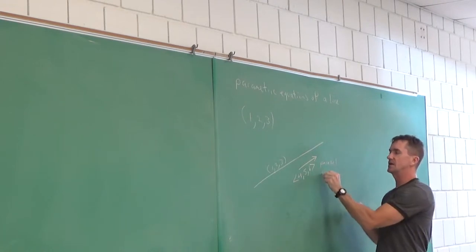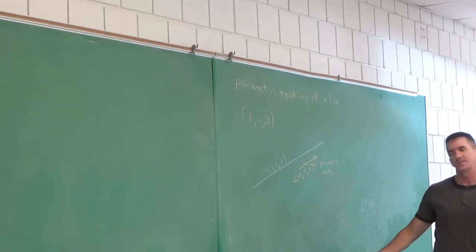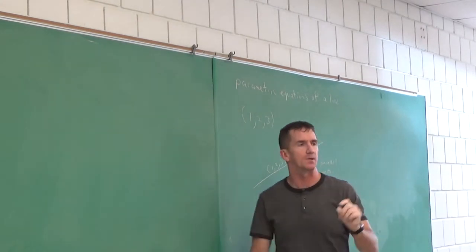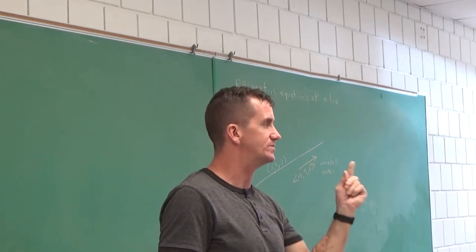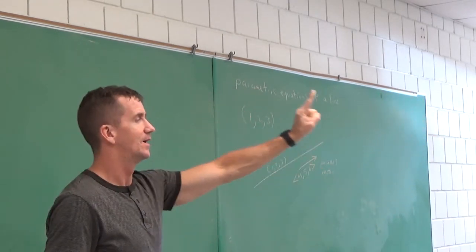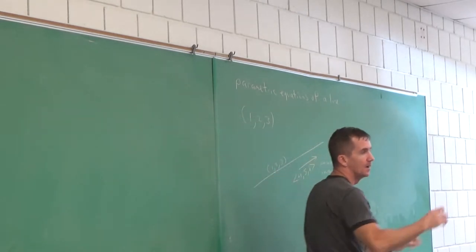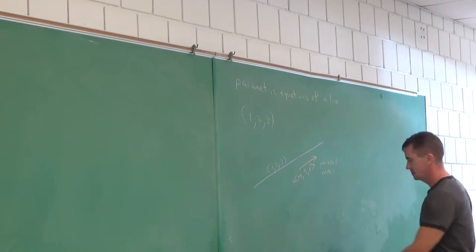That's my parallel vector to the line. It runs parallel to the line. That's what you need to come up with your parametric equation of line. No question about it, everyone. We always need one point, just one point on the line. That's all. But you also need a parallel vector, a vector that is somehow parallel to the line.